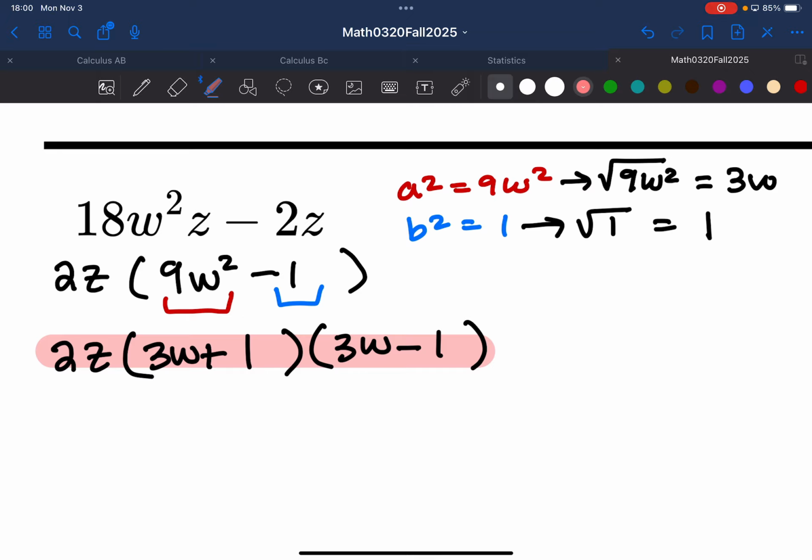So if you go and you see a question that doesn't look like they have perfect squares, your first step is to see if you can take out a what? GCF.